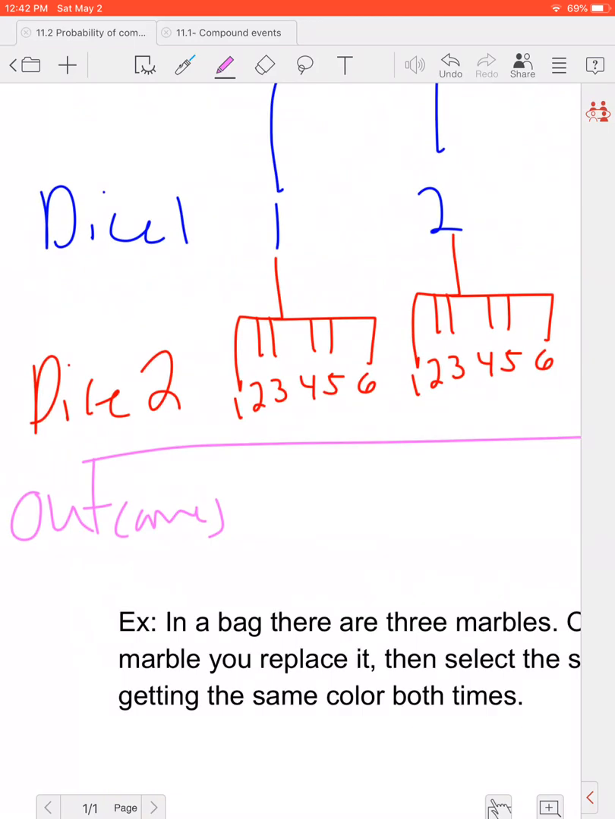So if I add 1 and 1, that gives me an outcome of 2. 1 plus 2 is 3. Then 1 plus 3 is 4. 1 plus 4 is 5. 1 plus 5 is 6. 1 plus 6 is 7. So far we have the outcomes of 2, 3, 4, 5, 6, and 7. Since we're looking at prime numbers, I am going to just start highlighting my prime numbers. So 2 is prime, 3 is prime, 5 is prime, and 7 is prime.